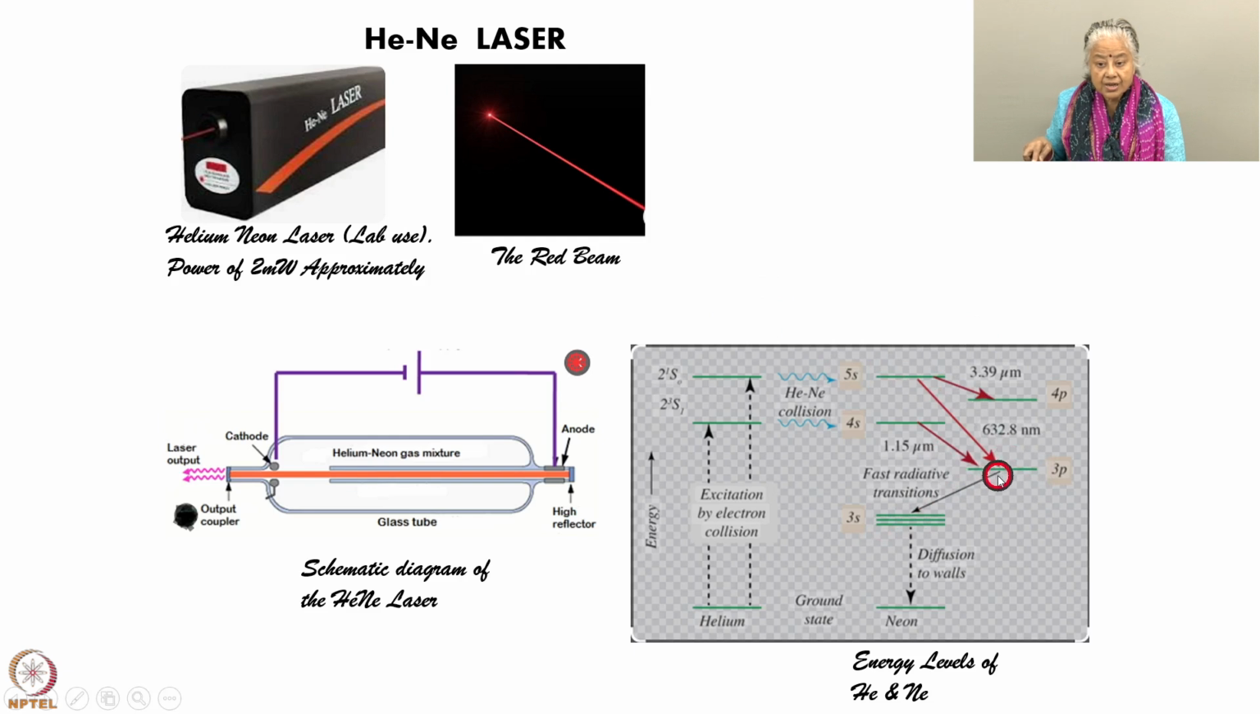So, there is a fast radiative transition from 3p to 3s, and then diffusion to the walls brings the atoms back to the ground level. Okay, diffusion to these walls. And it has been found that if these walls are very narrow and very close to the actual helium neon gas, then this efficiency is very good. And with this diffusion to the walls becoming more efficient, your population inversion becomes better and better, and your red light emission is again definitely more efficient.